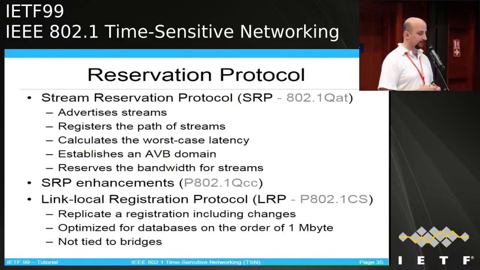And we have a new work that has been recently started called the Link-local Registration Protocol. It is the foundation of a new reservation protocol to replicate and register the data that is needed, including the changes. And what we are after is better scalability. So we want to optimize it for a database in the order of 1 megabyte. I need to highlight here that this work is not tied to bridges, so it can be applied on other network nodes as well.